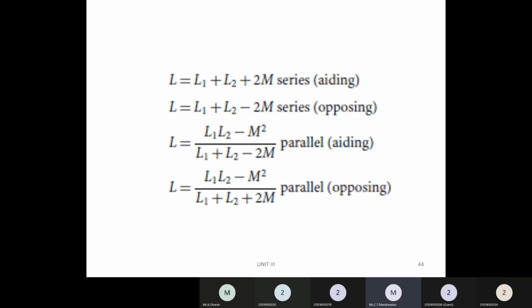Whereas when you go with capacitors or resistors, we simply write R equal to R1 plus R2. But here we have to consider the effect of mutual inductance also. So let us see these formulas clearly here. L equal to L1 plus L2 plus 2M. Here, L1 plus L2 minus 2M. Similarly, it comes for parallel connection here.